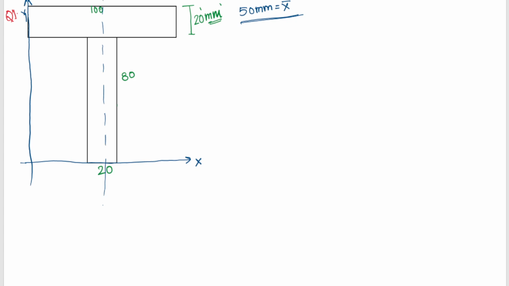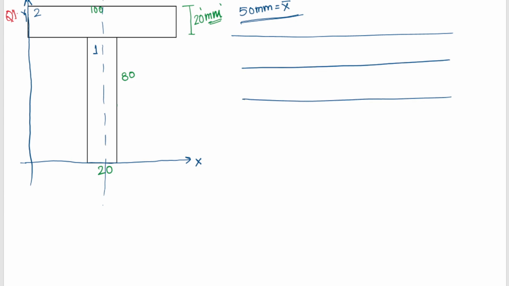But for y bar we cannot find an axis of symmetricity, and that is why we need to calculate it. And the process is very simple. We have discussed it. Make the table. So how many geometries are there? Geometry 1, let's mark it 1, and let's mark it 2. So two geometries are there. So the number of rows will be 3: 1, 2, and 3.